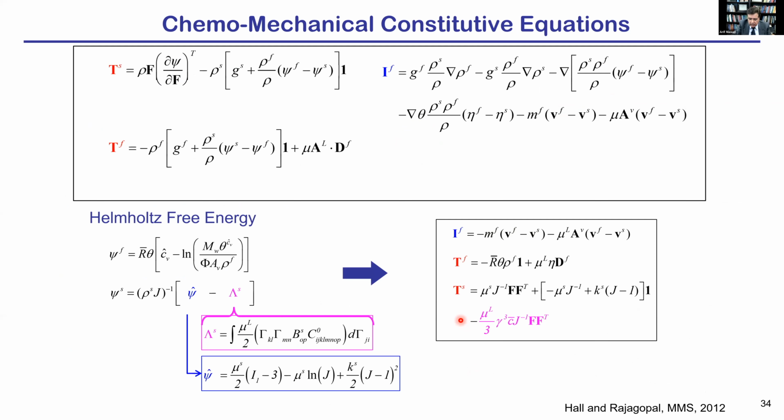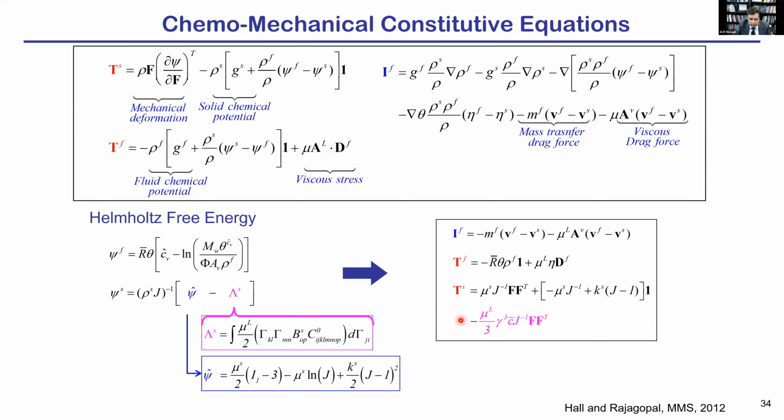In order to apply constitutive models, we look at the Helmholtz free energy for the fluid and solid. And once we have these functions, we can derive the expressions for the stress tensor for the solid when we plug it into this generic form. This is the mechanics part of the stress tensor coming from the mechanical deformation, and part of the stress tensor that is coming from the solid chemical potential. And likewise for the fluid chemical potential and viscous drag effects that are contributing to the stress in the fluid.